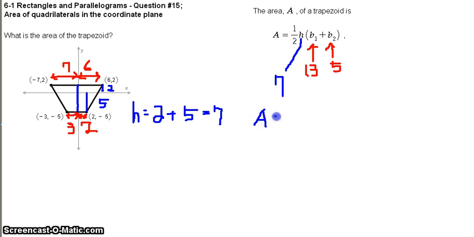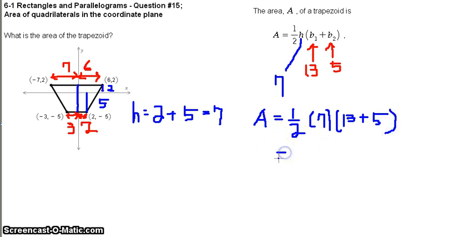If you can do this with your mental math, that would be awesome. If not, if the calculator is allowed, then you can use the calculator to help you out. So half times 7 times the sum of the bases, 13 plus 5. Sorry about the bad handwriting, I'm using a mouse.